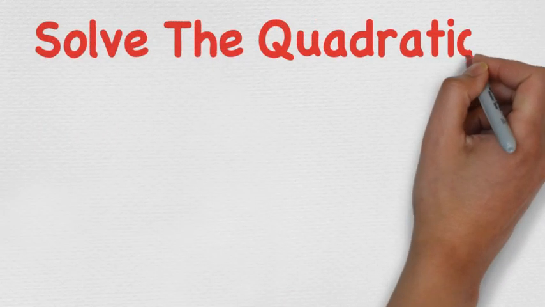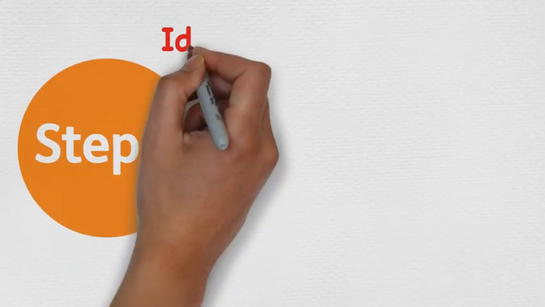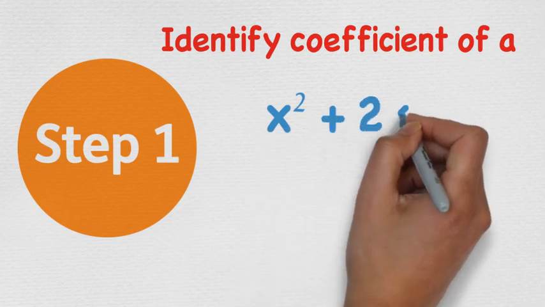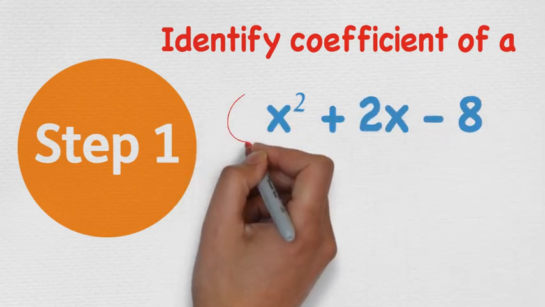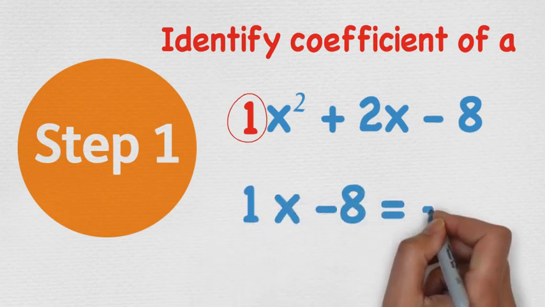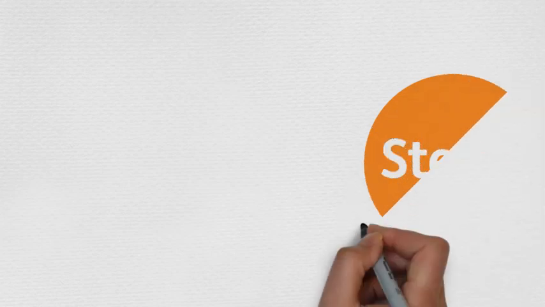So let's look at an example. x to the power of 2 minus 2x take 8. So the first step is identifying the coefficient of a. As x squared doesn't have a number in front, we can determine that this number is 1. We then multiply this with the value of c, which is negative 8, to get its true value. In this case, 1 times negative 8 equals negative 8.